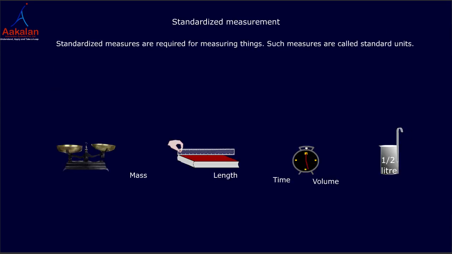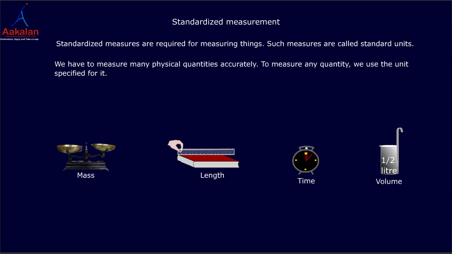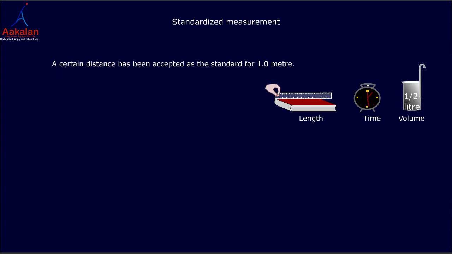Standardized measures are required for measuring things. Such measures are called standard units. We have to measure many physical quantities accurately. To measure any quantity, we use the unit specified for it. For example, the meter (m) is the specified unit for measuring length. A certain distance has been accepted as the standard for 1.0 meter.